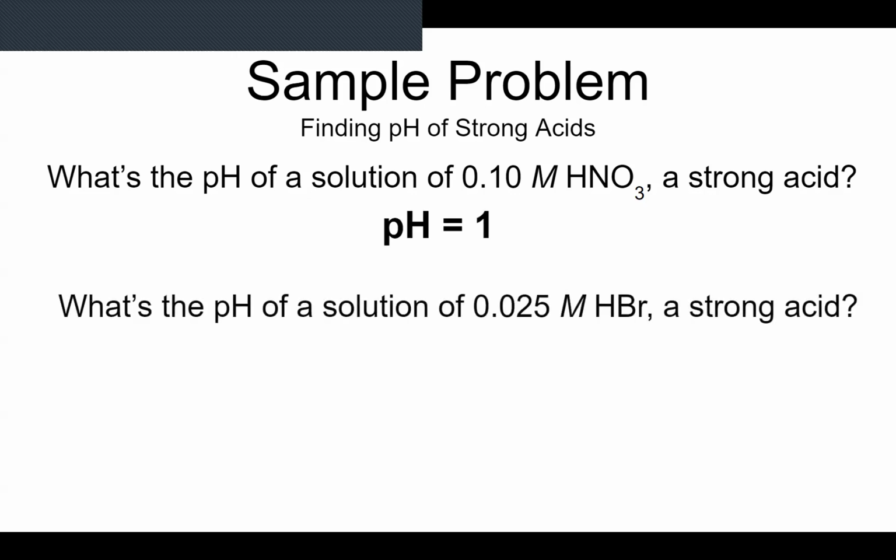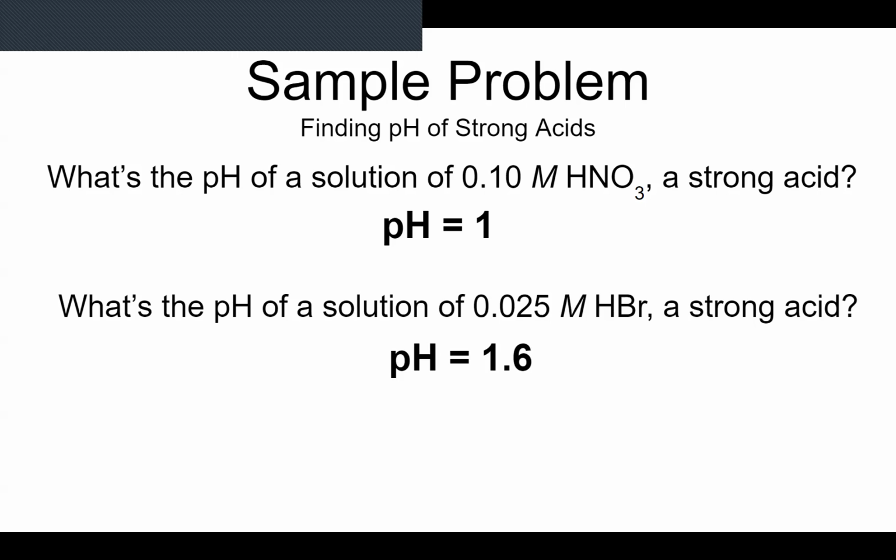Here's another easy one. What's the pH of a solution of 0.025 molar HBr, hydrobromic acid, a strong acid? Again, we're simply going to take the negative log of the concentration that they give us, negative log 0.025. And if you round it to 2 sig figs, you'd get 1.6. Those are the easy ones.